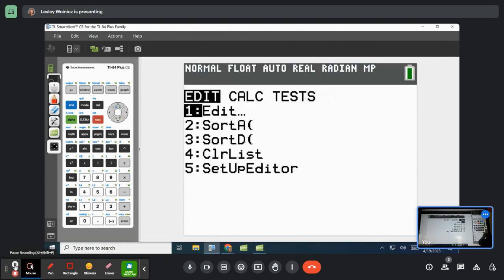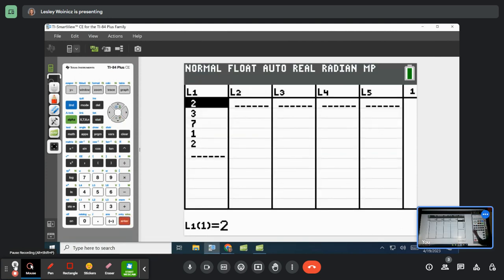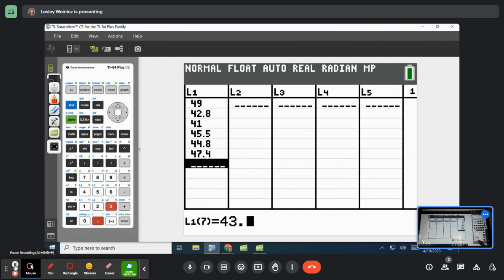Go to stat, edit. Go ahead and clear your list. Clear, enter on the name of the list. I'm putting in 49, 42.8, 41, 45.5, 44.8, 47.4, and 43.3.